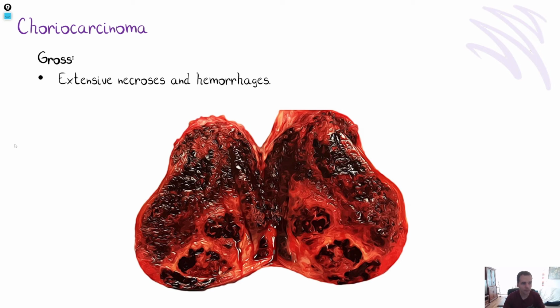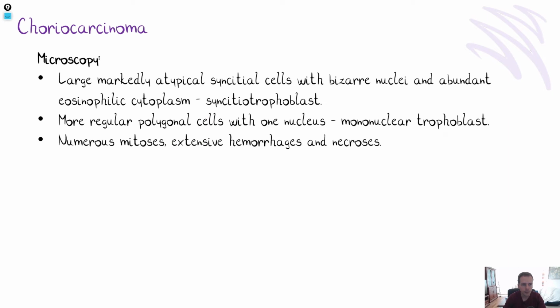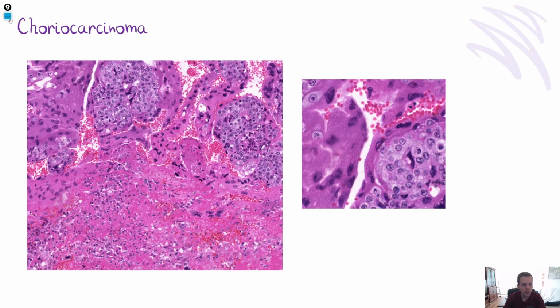Grossly, choriocarcinomas are extensively hemorrhagic and necrotic. You will see extensive areas of necrosis and hemorrhages. So again, in contrast to seminomas, for example. And microscopically, again, I will move to the pictures. And as I said, you will see two components. You will see a syncytial trophoblast and mononuclear trophoblast.